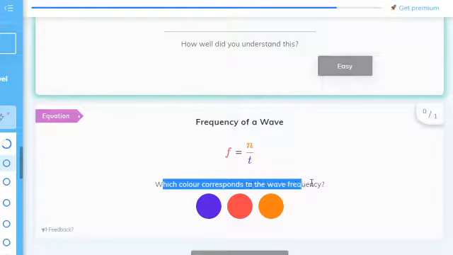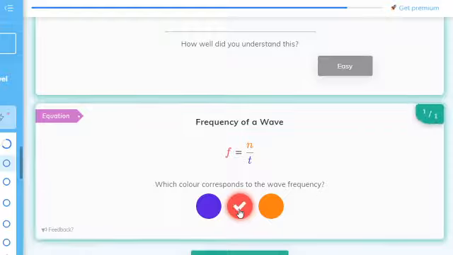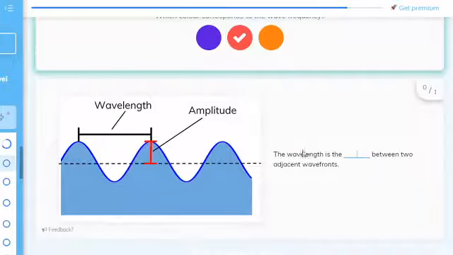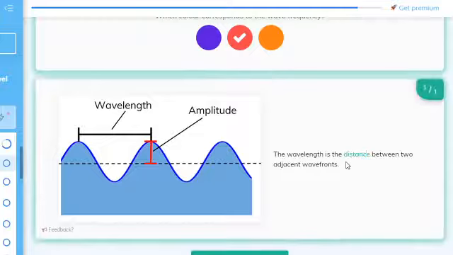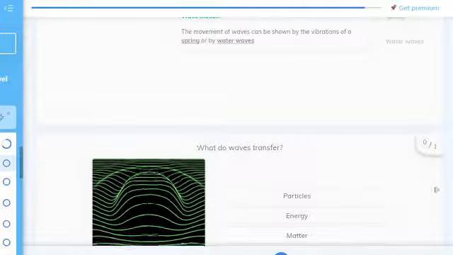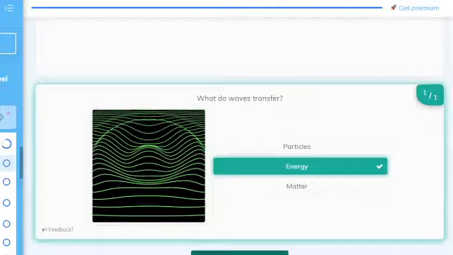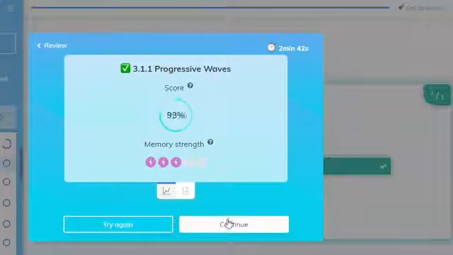What symbol corresponds to the wave frequency? Obviously, the big F. The wavelength is the distance between two adjacent wavefronts. Simple. What do waves transfer? They transfer energy, because particles don't move, well, they vibrate and move the energy.